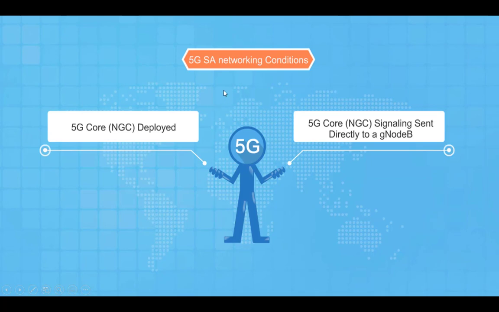In 5G standalone networking condition, 5G core network is deployed and 5G core network signal is sent directly to the gNode B. Means whenever the sender wants to send a signal, it will send directly to the gNode B, as we saw a few slides ago in the example that UE1 will send signal to the gNode B, and then gNode B will power the signal and send to the UE2 user.